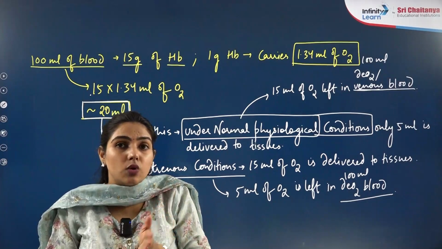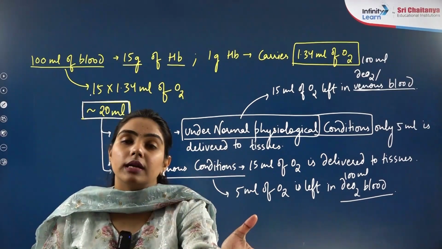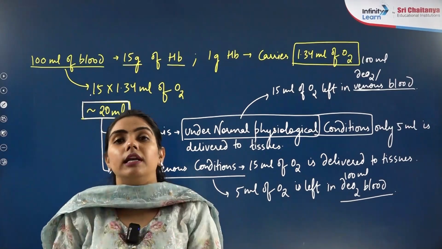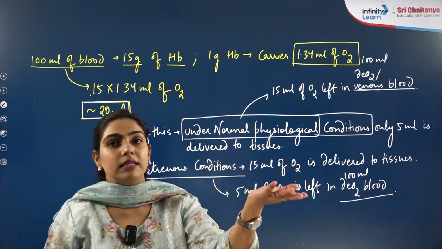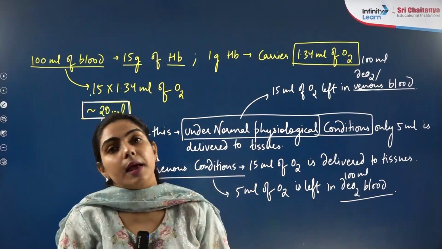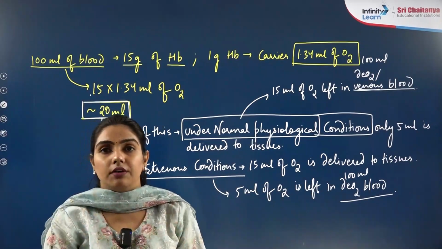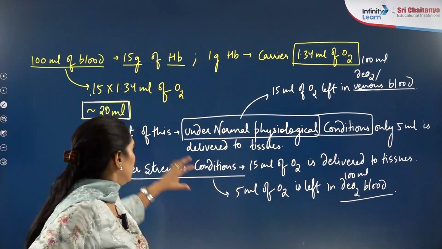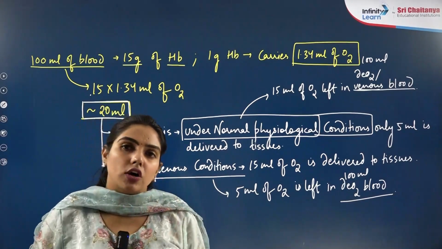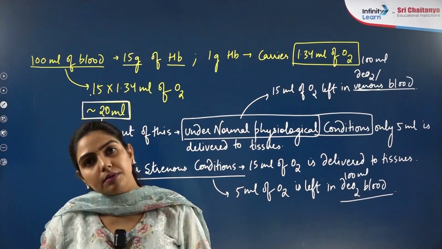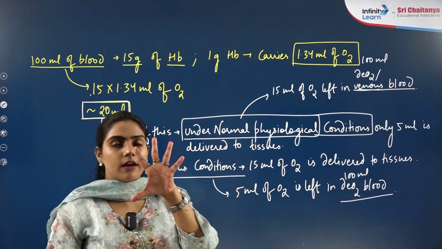But out of this, only 5 ml is delivered in the normal condition and 15 ml will be delivered in the strenuous condition, right? So when 5 ml is delivered, the rest of the 15 ml is called the reserve. That is why 20 ml of oxygen will be present in 100 ml of oxygenated blood, right everyone? Out of this, only 5 ml is delivered.